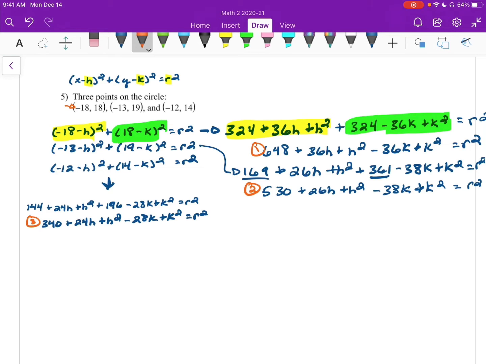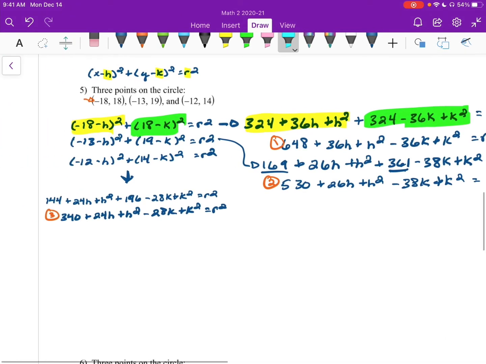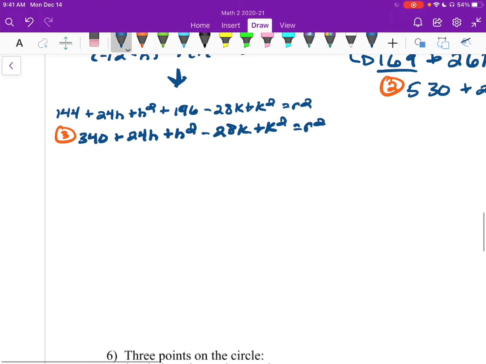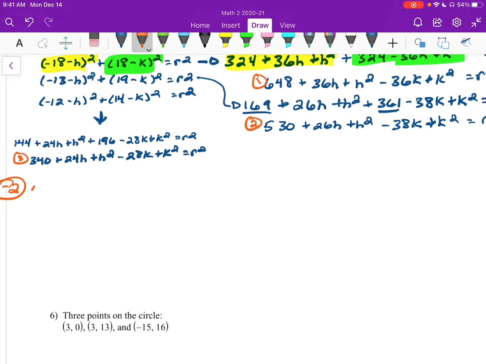The way that I normally do this is I'm going to take 2 equations and I'm going to subtract them from each other. Whenever I subtract them, I'll be able to eliminate terms. Let's just do this. We'll do 1 minus 2. So I'm going to copy down equation 1 here. I'll do this in a different color.